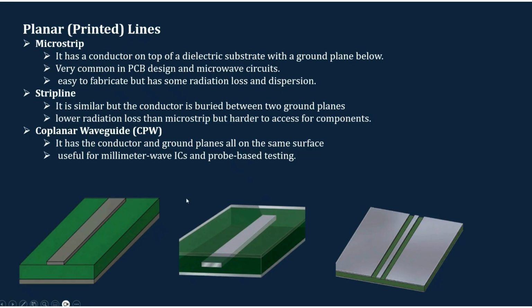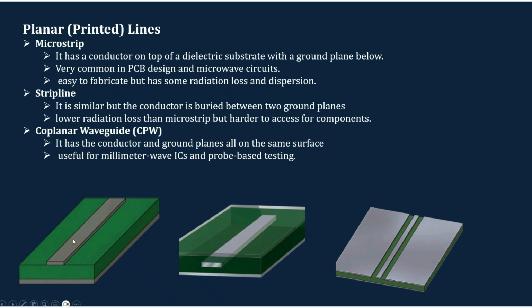Next, planar or printed lines. These consist mainly of planar structures, and they are classified into microstrip, stripline, and coplanar waveguide. In the case of the microstrip, it has two conductors. The first one is the feed, and this is the ground, which is separated by the dielectric.